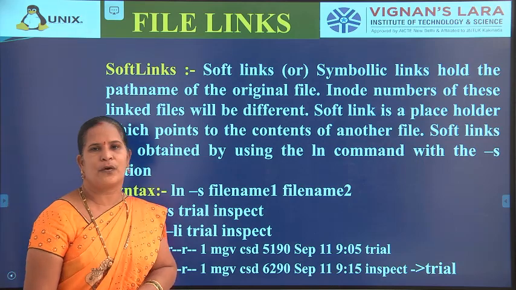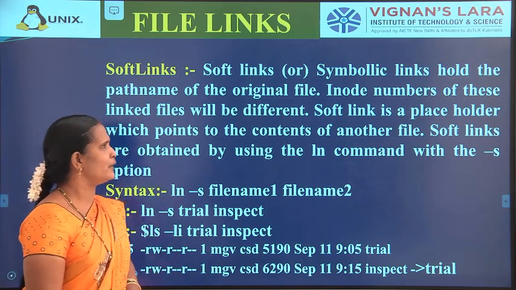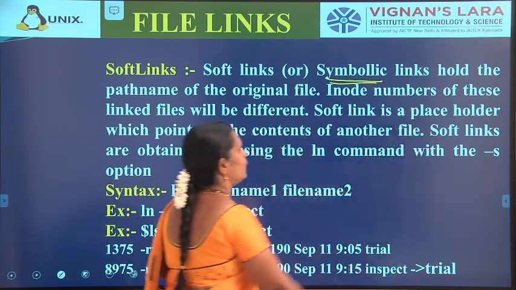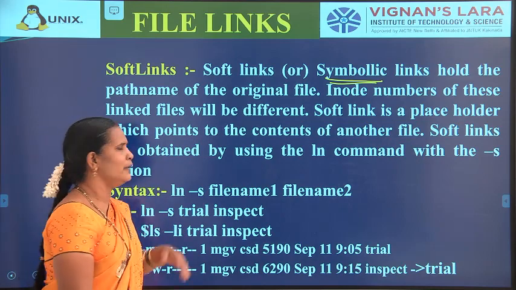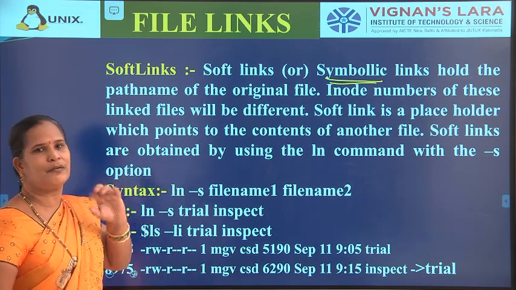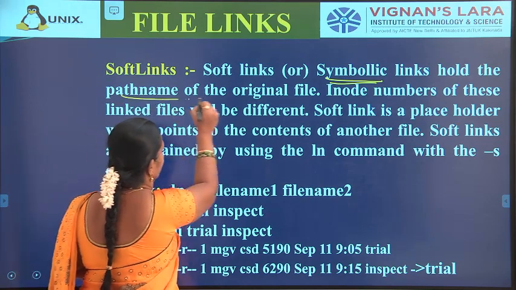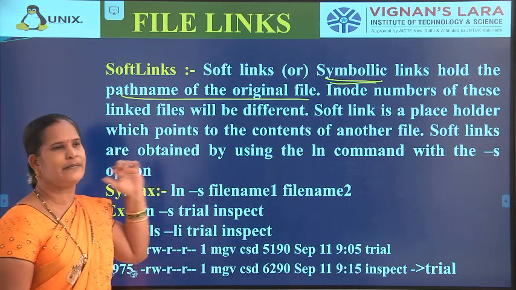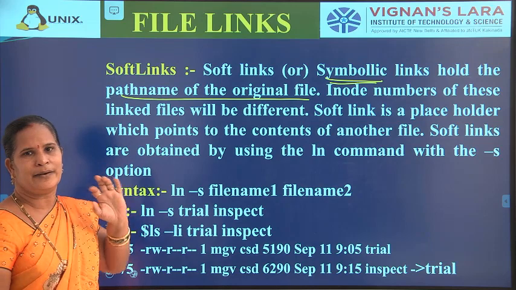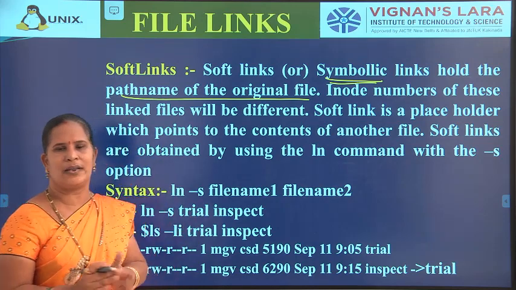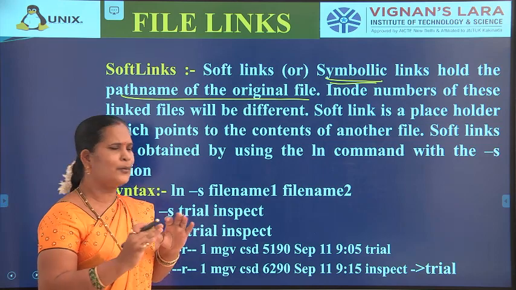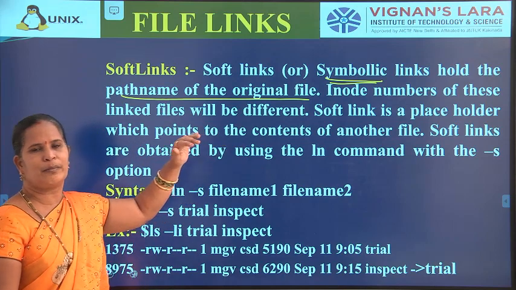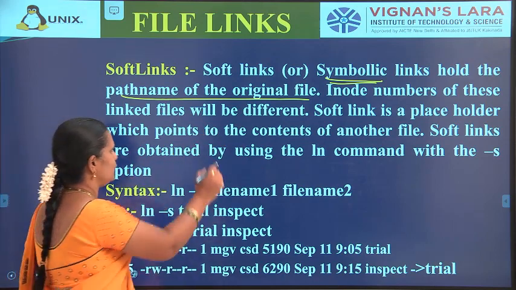Next one is soft links. Soft links are also called symbolic links. This point you have to remember. These links hold the path name of the original file. So the inode numbers of these files will be different, whereas if we establish a hard link between 2 different files, the inode numbers of the 2 files will be the same. If we establish a soft link, the inode numbers of the 2 files will be different. That point you have to remember.